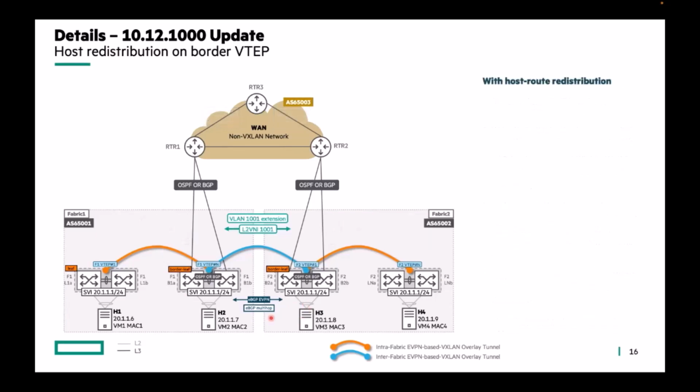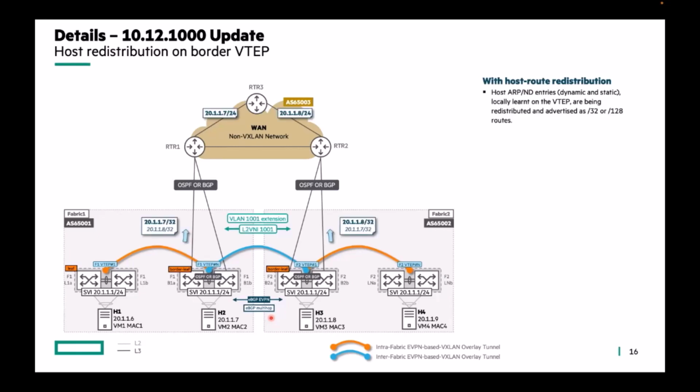So with host route redistribution, now comes the feature. What is happening is host ARP or ND entries, both dynamic and static, locally learned on the border VTEP, are being redistributed and advertised as /32 or /128 routes.